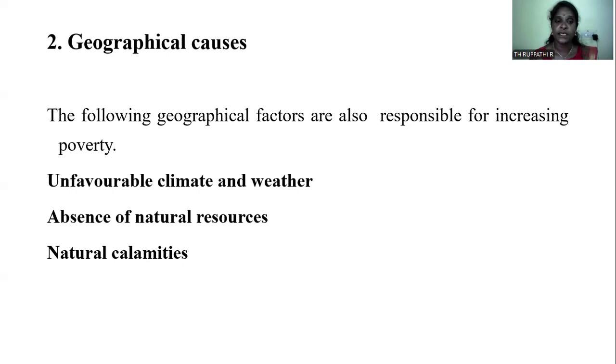And next is natural calamities. Unfavorable climate and weather and natural calamities are the most important cause of increase in poverty. Natural calamities such as volcanoes, floods, earthquakes, and others seriously affect the entire property and agriculture in the economy. This leads to decreases in the income of the country and increases in poverty.